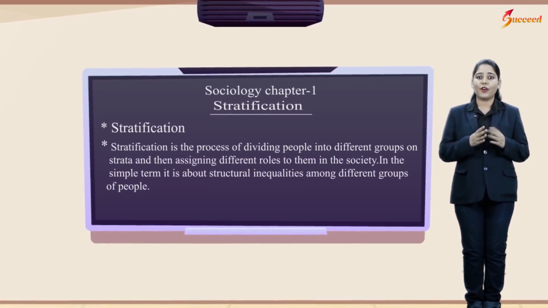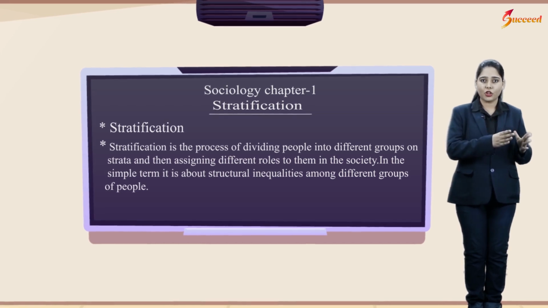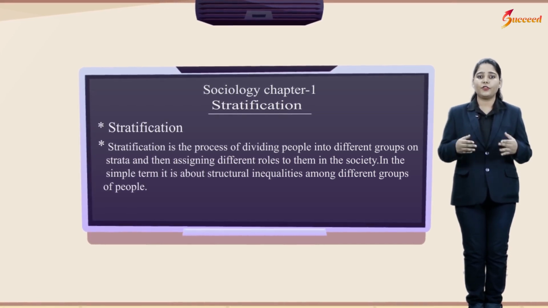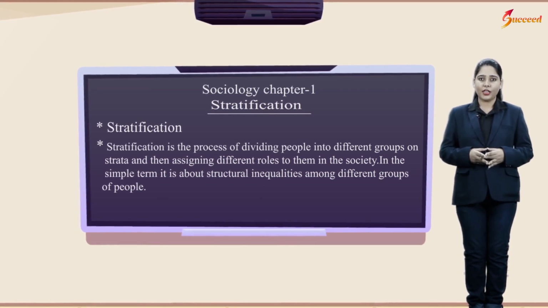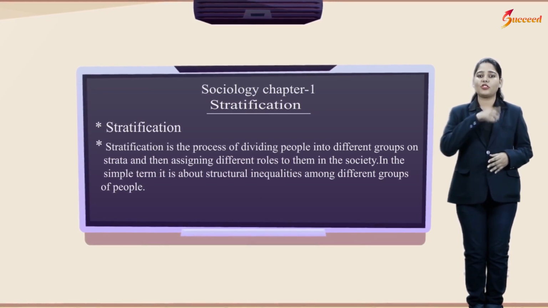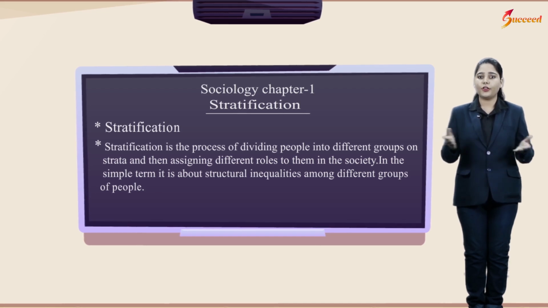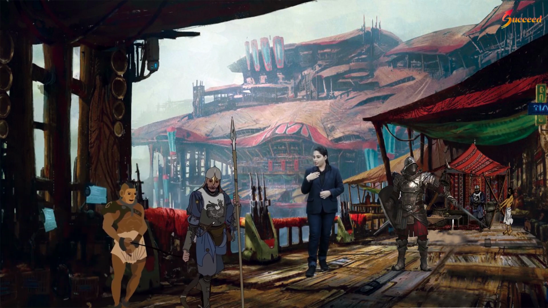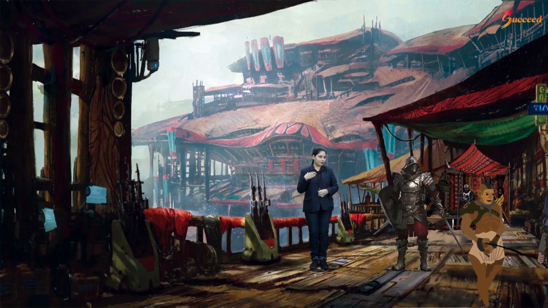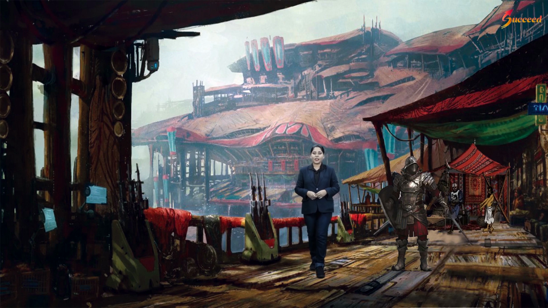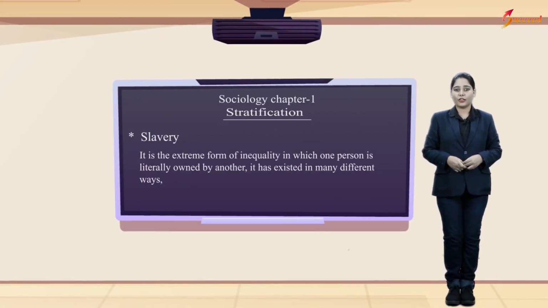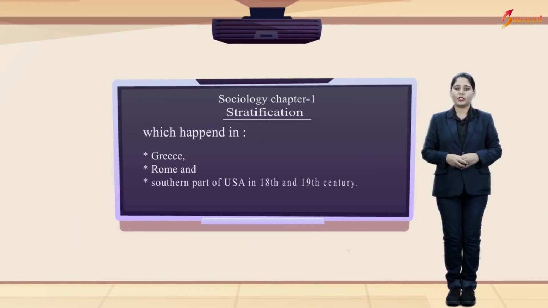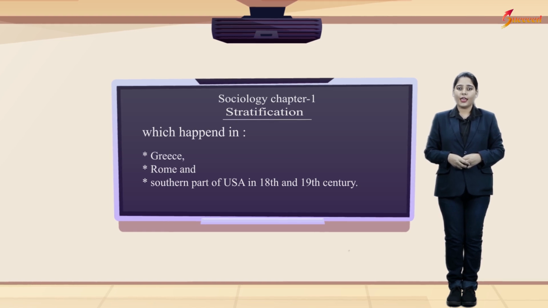Stratification is a process of dividing people into different groups or strata and then assigning different roles to them in the society. In simple terms, it is about structural inequalities among different groups of people. It is the extreme form of inequality in which one person is literally owned by another. It has existed in many different ways. Let me tell you a few famous examples which happened in Greece, Rome and the southern part of the USA in the 18th and 19th century.